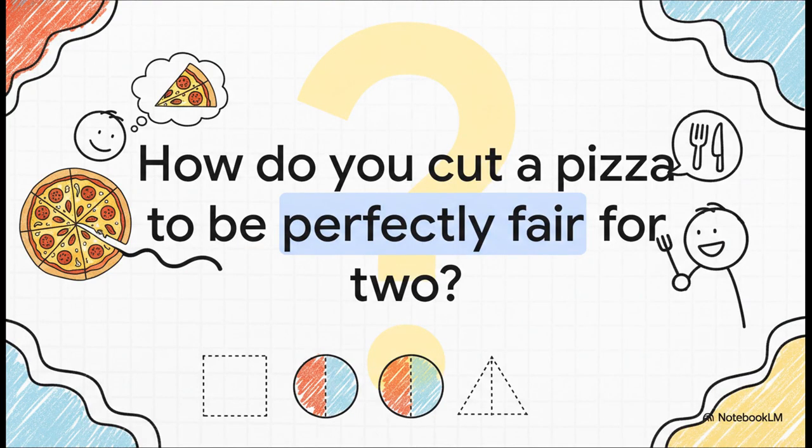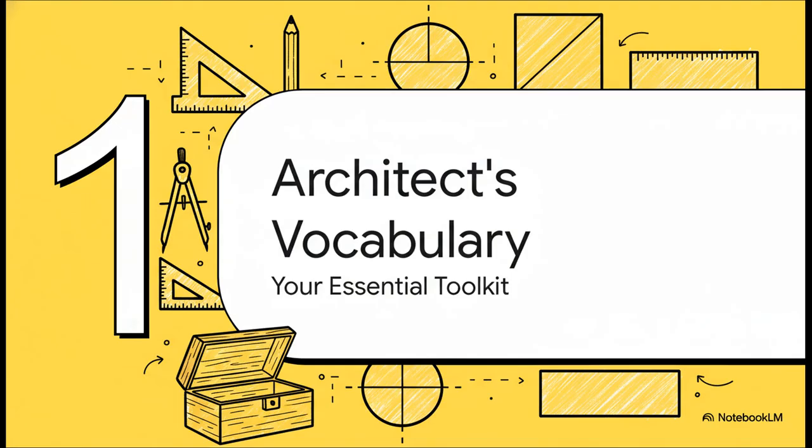So let's jump right in with a classic puzzle. Imagine this. You've got one delicious pizza and one very hungry friend. How do you cut it? How do you cut it so it's perfectly, totally fair and nobody feels cheated? Think about it for a sec, because that simple idea of fairness is really at the heart of everything we're going to do today.